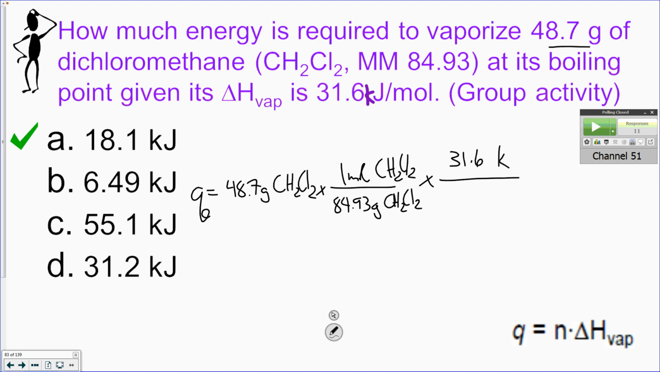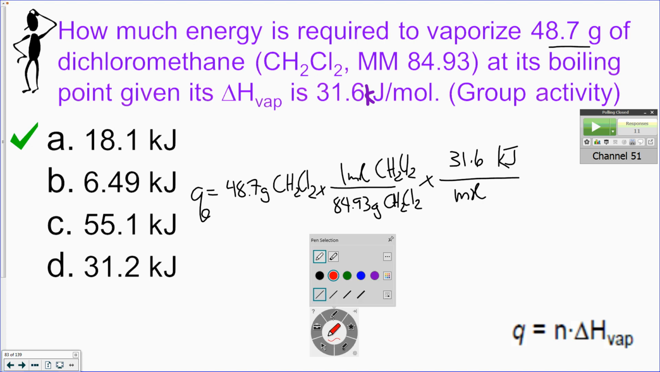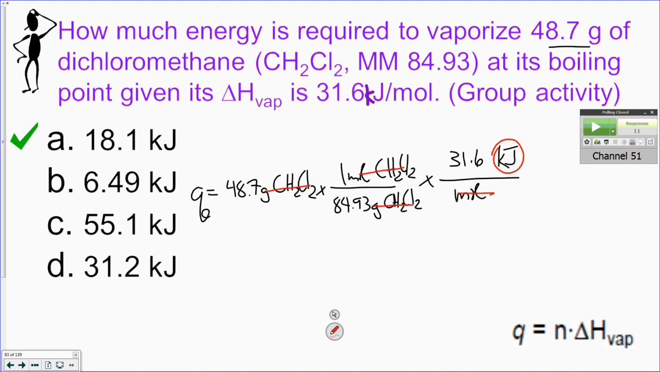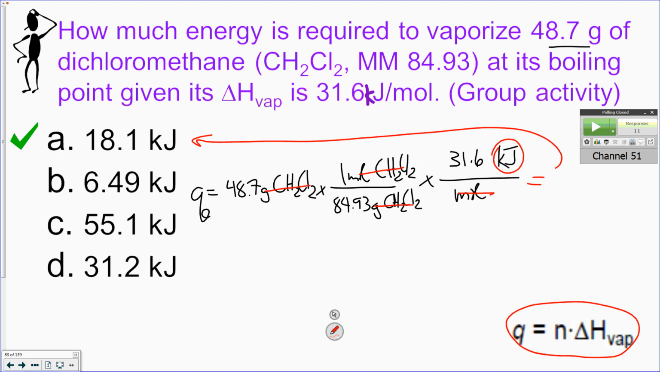31.6 kilojoules per mole. And when we do that, just following our dimensional analysis, grams, top and bottom cancel out, moles, top and bottom cancel out. We're left with kilojoules, which is what we get for our right units, and that gives you the 18 kilojoules. Okay, and again, even something like that seems so simplistic, you don't need to use dimensional analysis. Get in the habit of it.